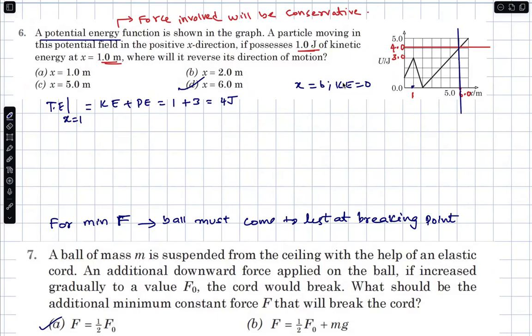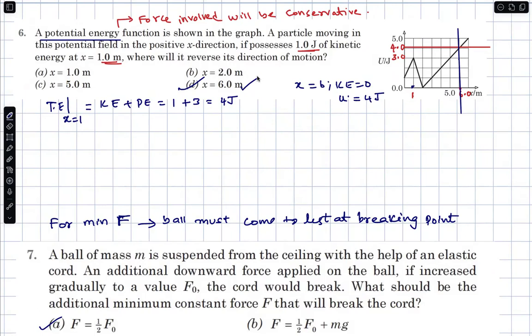Why? Total energy is 4 joules. At x is equal to 0, kinetic energy is 0, potential energy is 4 joules. So where will it reverse its direction of motion? At x is equal to 6 meters. How do you know that it reverses direction? My point is very clear.